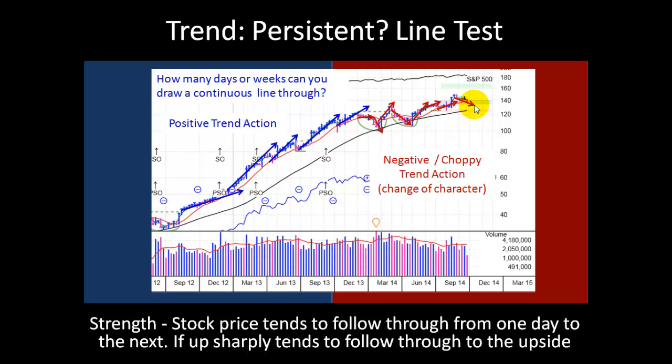During a strong trend, price tends to follow through from one day to the next. If it's up sharply, then it tends to follow through to the upside the next few days. Whereas if it's weak, you won't have that follow through.